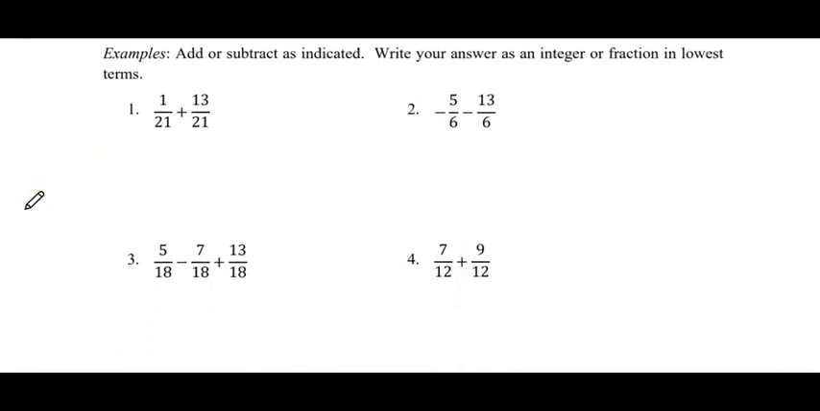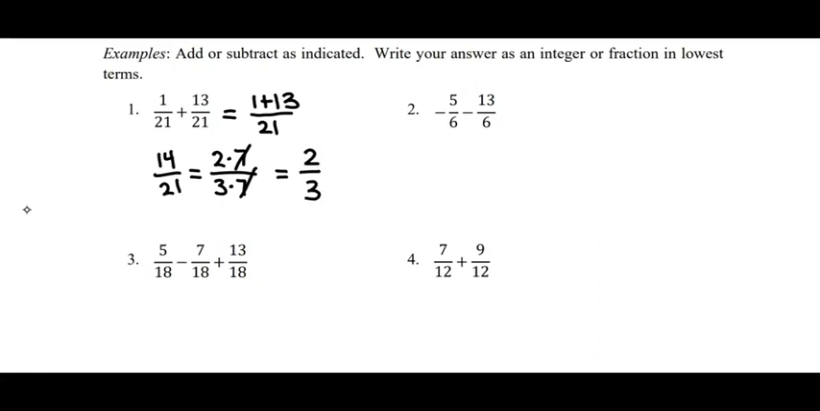All right, we're going to start with the simple one. We have 1 over 21 plus 13 over 21. So the denominators are the same. We are going to keep this denominator, 21, and we're going to add 1 plus 13. So we would have 1 plus 13 is 14 over 21. This could be further reduced because 14 could be broken into 2 times 7, and 21 is 3 times 7. So 7 is the common factor between these two numbers. So the final answer to this problem is 2 over 3.